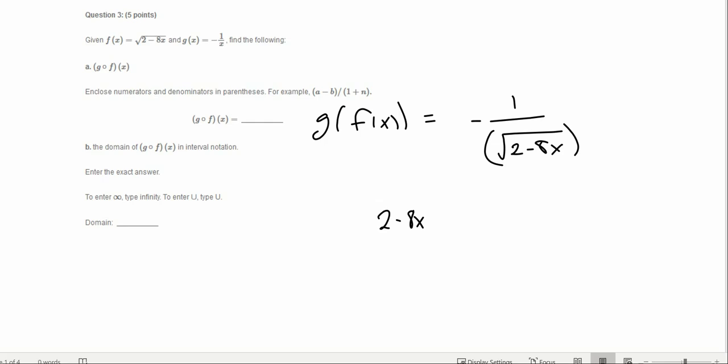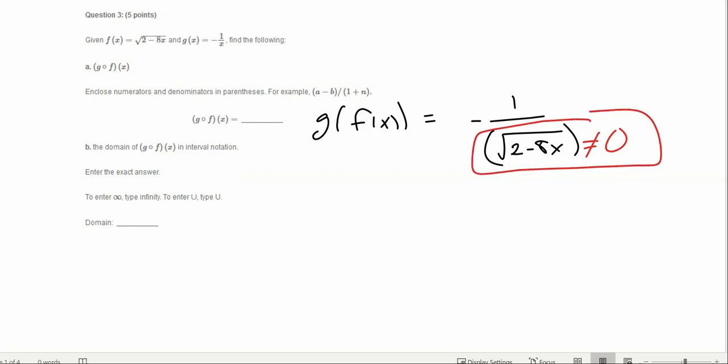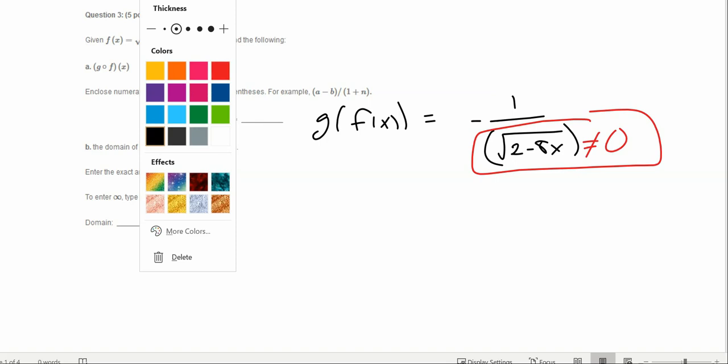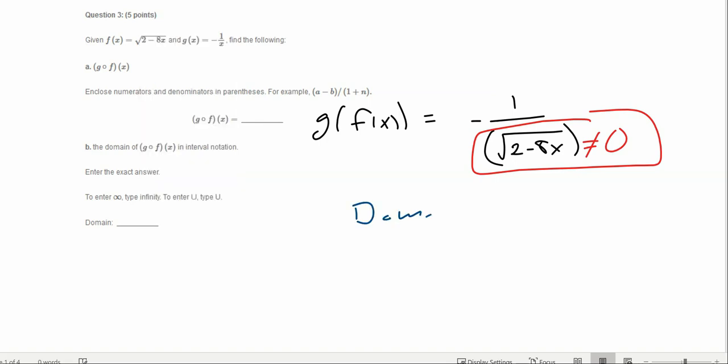So we know for a fraction, the denominator cannot be equal to 0, right? So this denominator can't equal 0. Okay? But also we have a square root. Okay? That denominator is the square root. We know what's under it cannot be negative either. So our domain for this thing happens to be whenever the 2 minus 8x is strictly greater than 0. It can't include 0 and it can't be negative. So 2 has to be greater than 8x, which means we divide both sides by 8. Okay, divide those by 8.